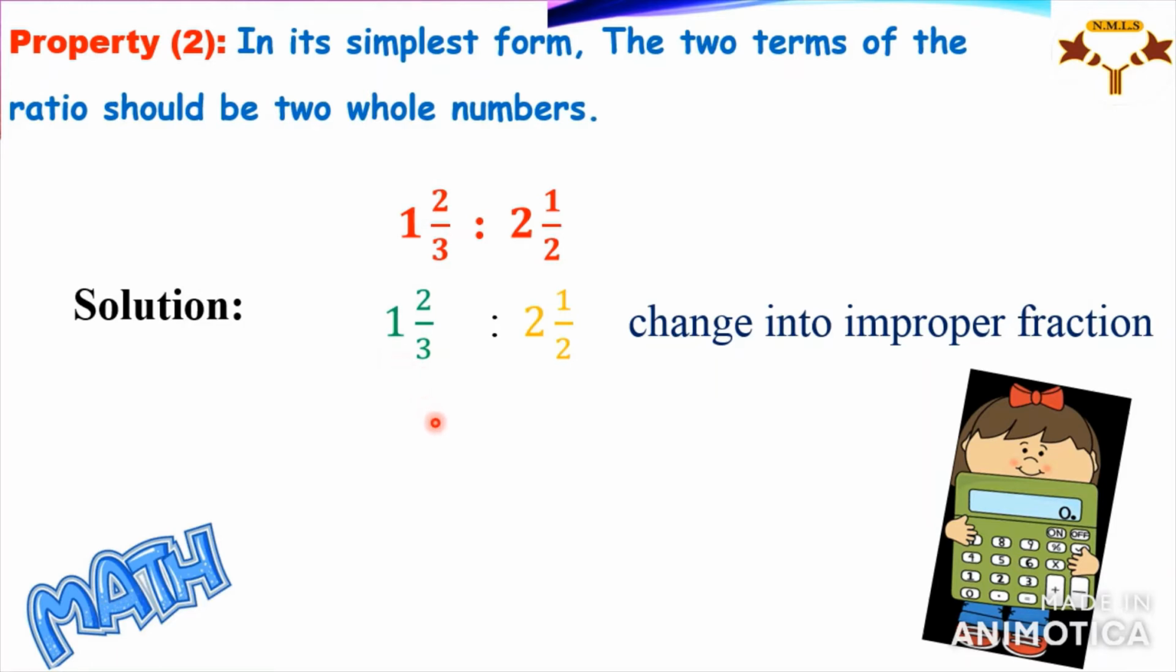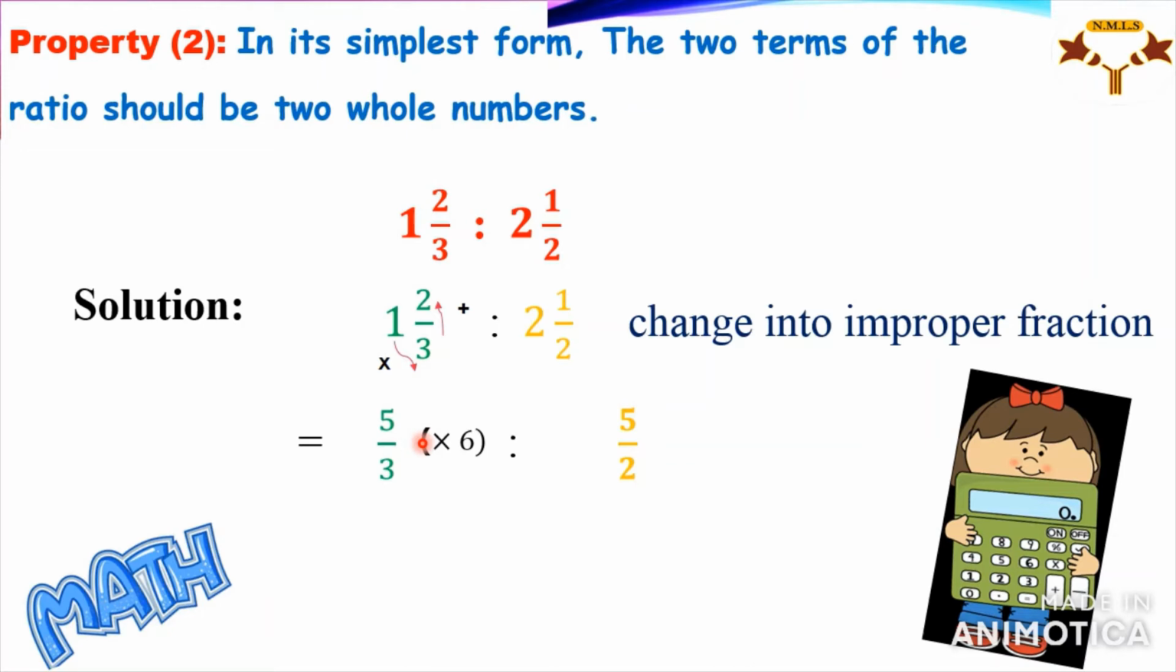Okay? So, as we studied before in grade 4, 1 times 3 equals 3. 3 plus 2 equals 5. So the fraction will be 5 over 3. And the same in here, 2 times 2 equals 4, 4 plus 1 equals 5, 5 over 2. Now I have two fractions, still not two whole numbers.